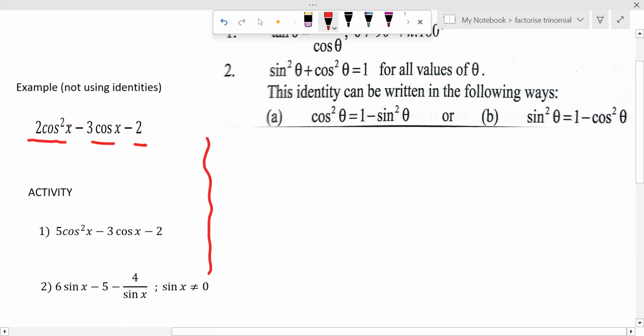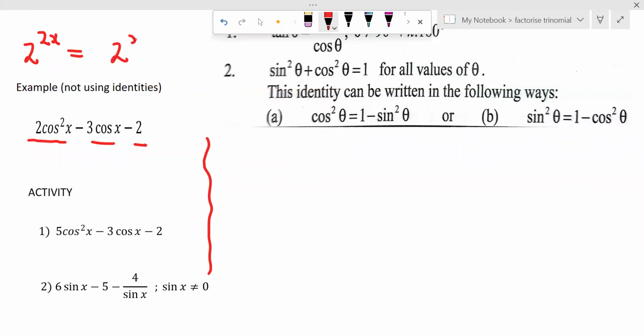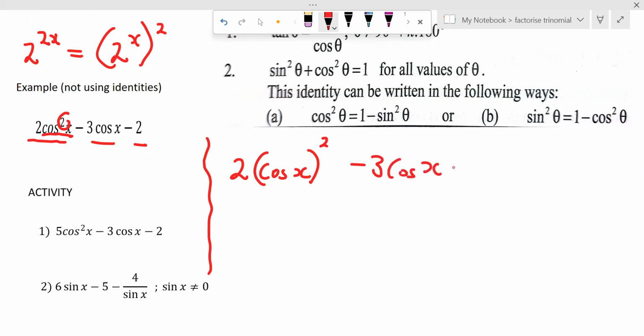Now, if you can't see that it's a trinomial, let's use the skill that we've been using in exponents. If we have 2 to the power of 2x, we said this can be written as 2 to the power of x all squared. So here, let's write this cos squared as 2 open bracket, and then we take this 2 and put it outside. Then we'll have our cos x here. Then we have minus 3 cos x minus 2.